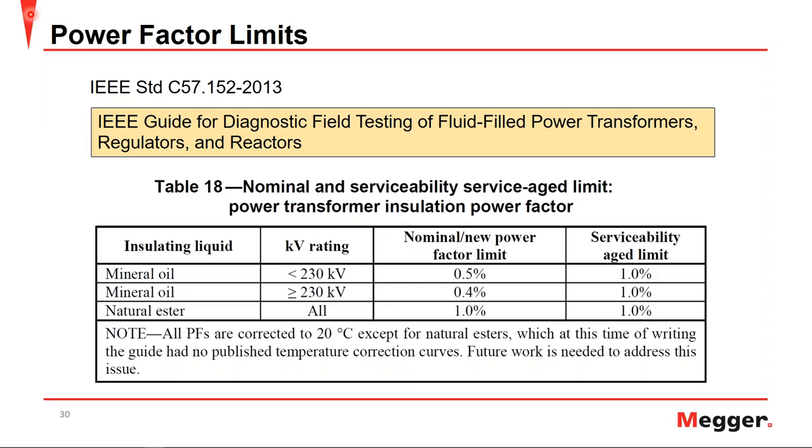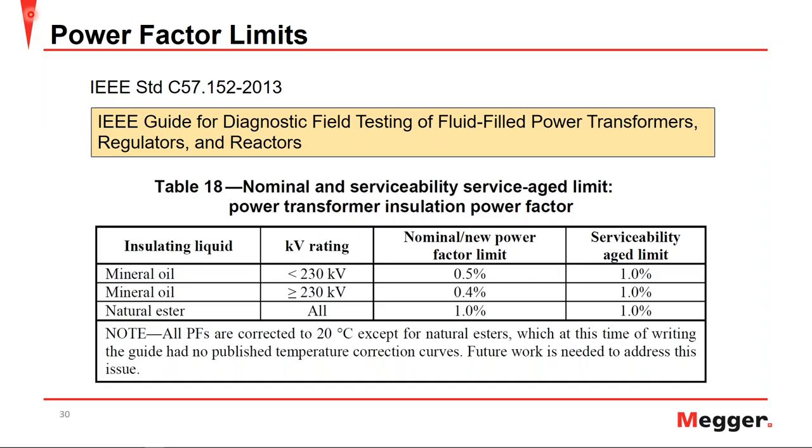Looking into the IEEE Standard C57.152, we can see that Table 18 contains the nominal and serviceability age limit for power transformer insulating power factor. Looking at the insulating liquid of mineral oil, if your transformer has a kV rating less than 230 kV, your nominal or new power factor limit is going to be 0.5%, while the serviceability age limit is 1%. If the transformer utilizes mineral oil and is rated above 230 kV, the nominal or new power factor limit is 0.4%, while the serviceability age limit is 1%.